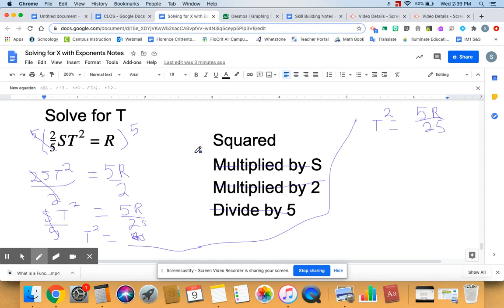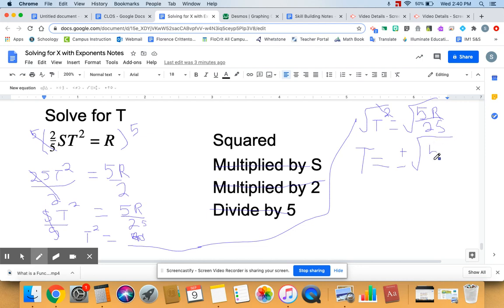And finally, for the squared, the inverse of squared is square root. So I square root both sides. The square root and the squared cancel. So then I'm left with the fact that t equals, remember, since it's a square root, you write plus minus.